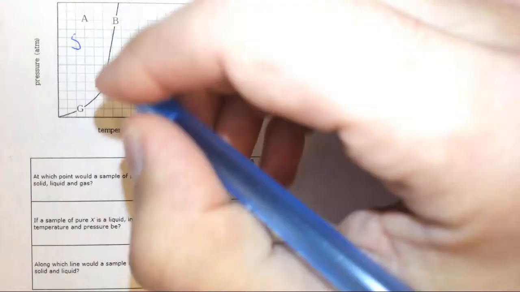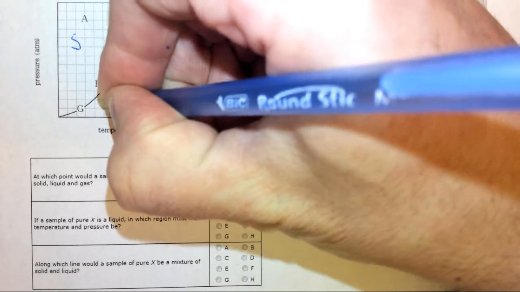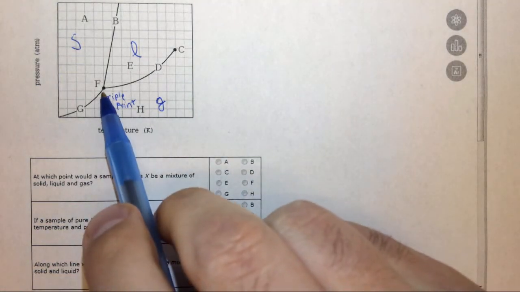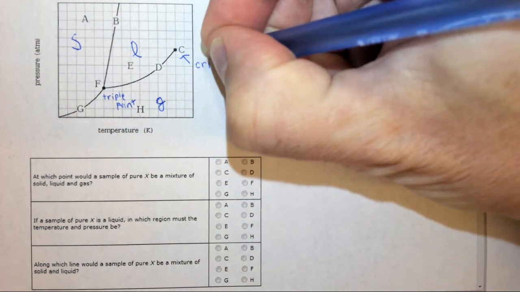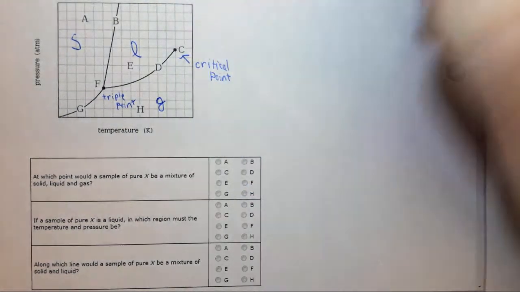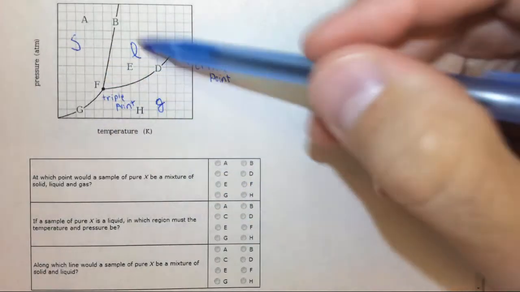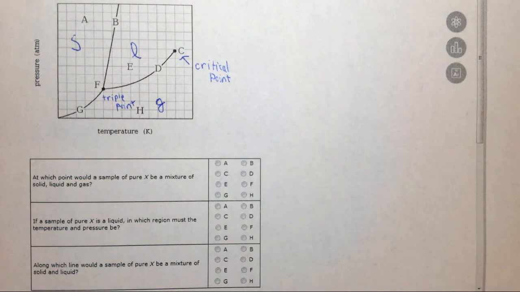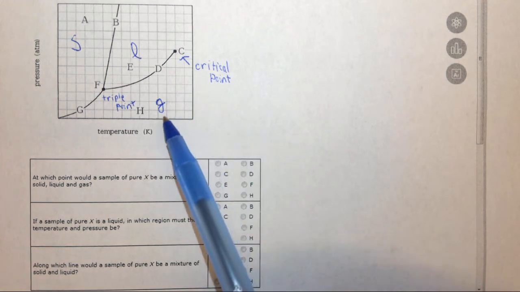Now, point F is called the triple point. This is the point at which all three of the phases can exist at the same time. C is called the critical point. This is the point above which you can end up with a supercritical fluid, which is somewhere between a liquid and a gas, but there's indistinguishable liquid and gas at that point, which is a new phase of matter called the supercritical fluid.